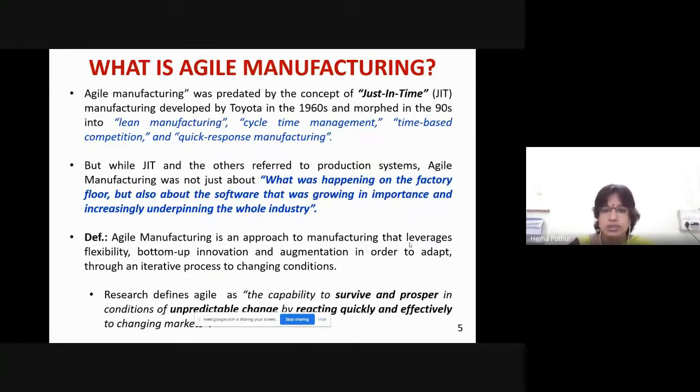JIT is simply a bridge between demand and supply, where we are able to satisfy both. Whereas agile is about supplying the components, meeting the competitiveness in the market, and quickly changing and modifying ourselves to whatever the industry requires. To define it systematically, agile is an approach to manufacturing that leverages flexibility, bottom-up invention, and augmentation in order to adapt through an iterative process to changing conditions.